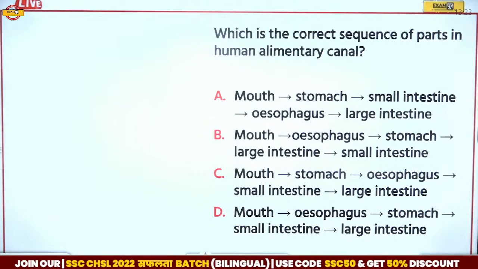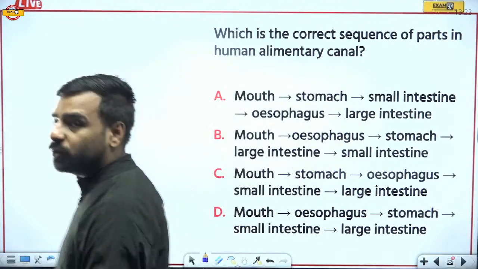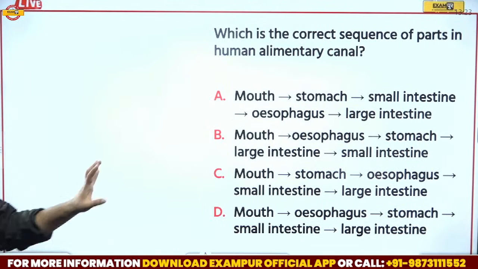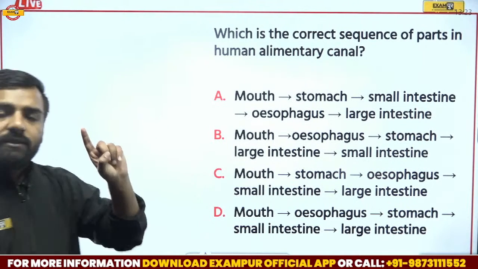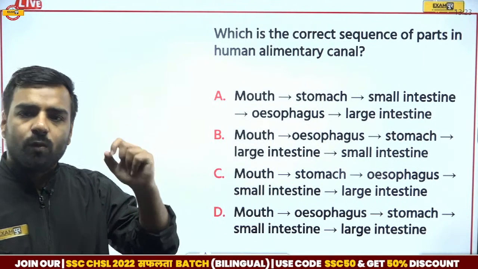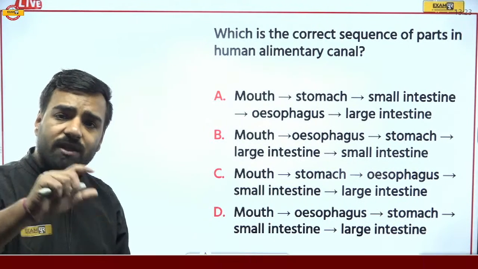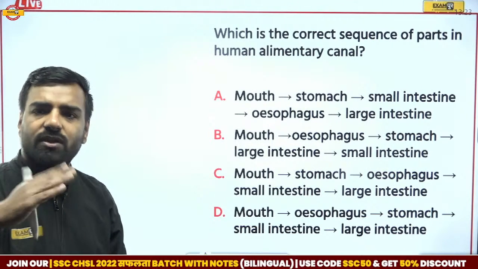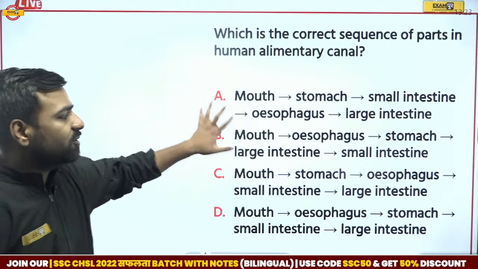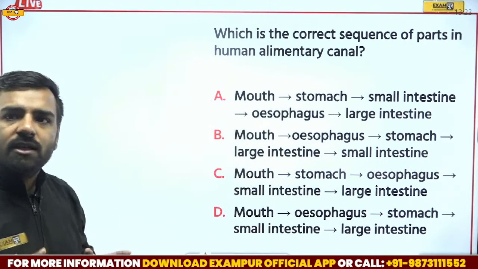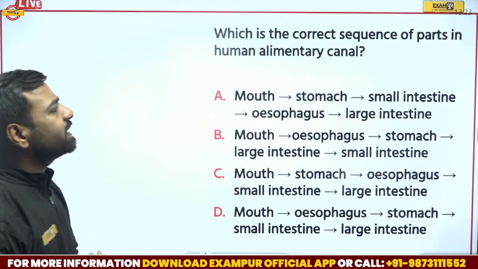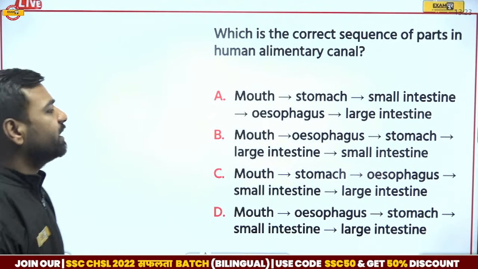Next question we have. What is the correct sequence of the parts in the human alimentary canal? So we have four options here. What do you think? Which one is going to be the correct sequence order? Now again, let me tell you, this question is asked in two different ways. One is, it can be mastication, then absorption, assimilation, in that sequence order, or it may be asked in this sequence order about the organs. So yes, what do you think? What is the correct sequence order of the parts in the human alimentary canal?